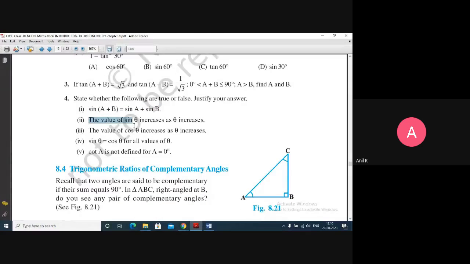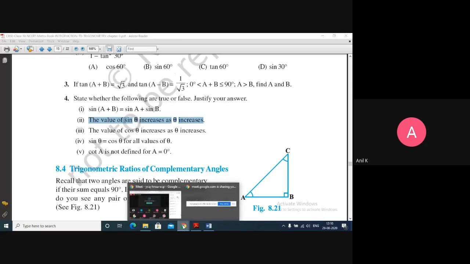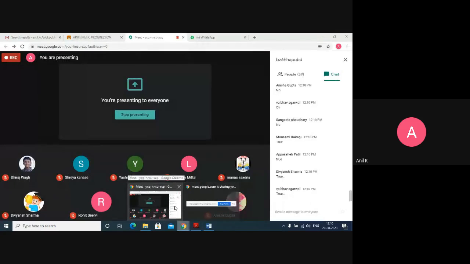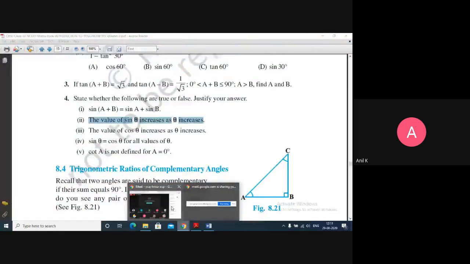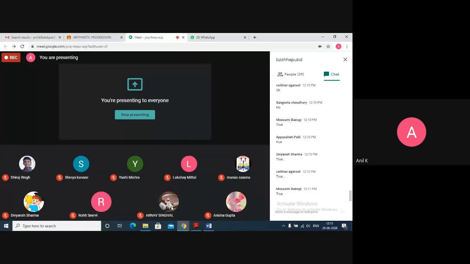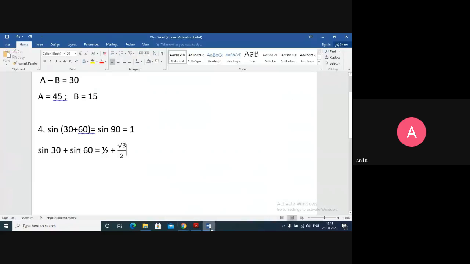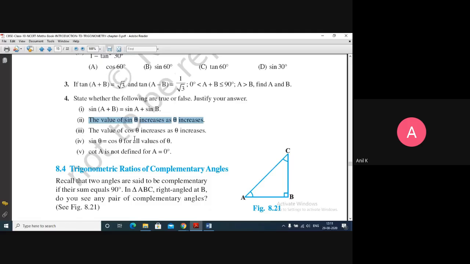The value of sine theta increases as theta increases. That means if theta is going from 0, 30, 45, 60, 90, then the sine values are also increasing. What do you say, true or false? For this, you have to see the table. Yes, it is true because sine 0 value is 0 and sine 90 value is 1. So as the angles are increasing, the values are also increasing.